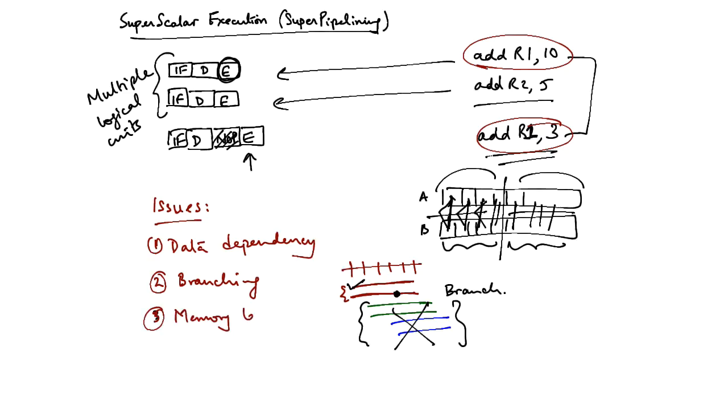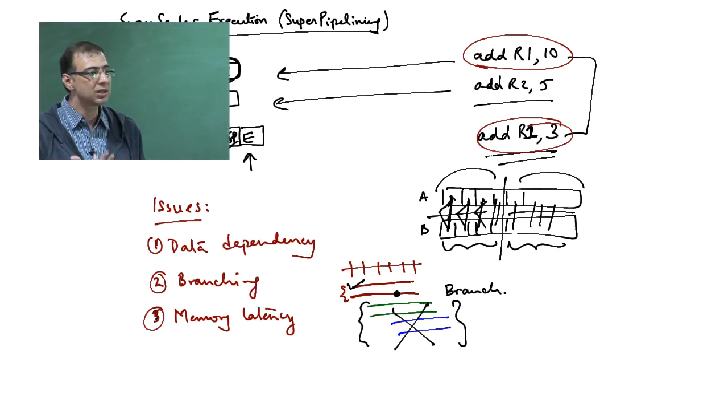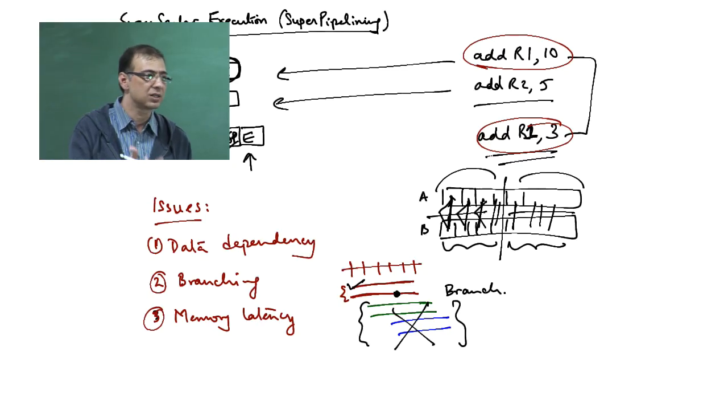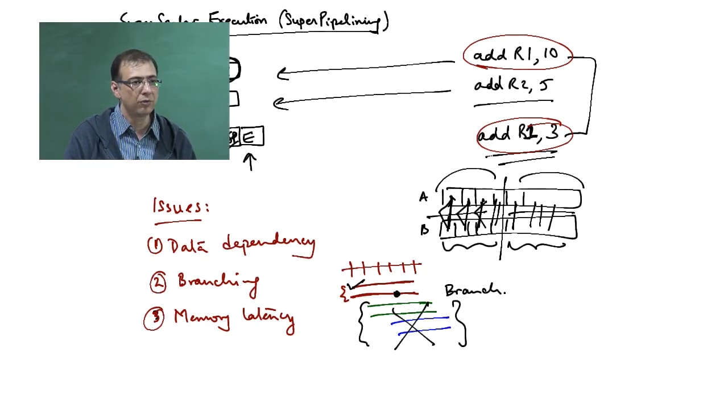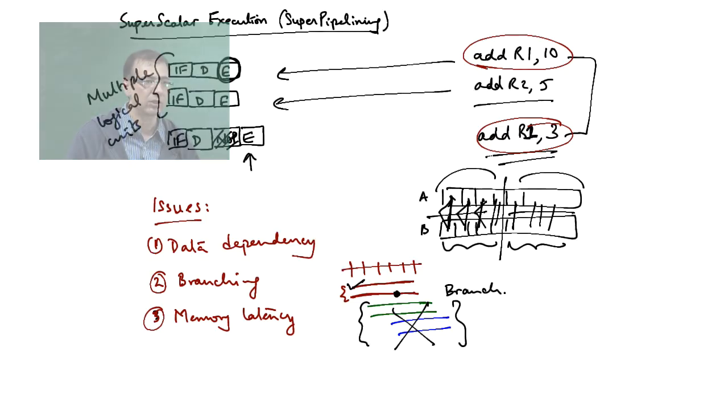Another issue is memory latency. Well, this goes beyond pipelining. This is an issue in general. The problem is that the processor operates at frequencies of something like 3 gigahertz, 4 gigahertz. If you want to fetch some data from the memory, it takes a substantial amount of time for that data to come. It can take hundreds of cycles.